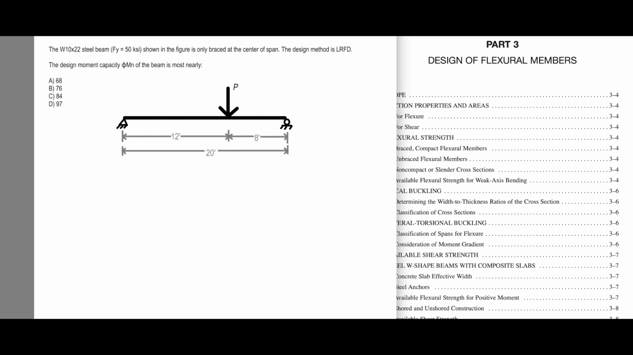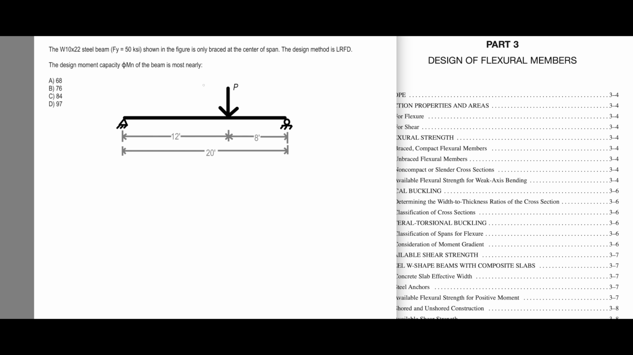So in this question, we are presented with a free body diagram, and we are given the fact that there is a W10 by 22 steel beam with yield strength of Fy equal to 50 KSI as shown in the figure, and it's only braced at the center of the span. The design method is going to be LRFD, load and resistance factor design. And the question is asking for the design moment capacity phi Mn of the beam is most nearly. And we have four options, A through D.